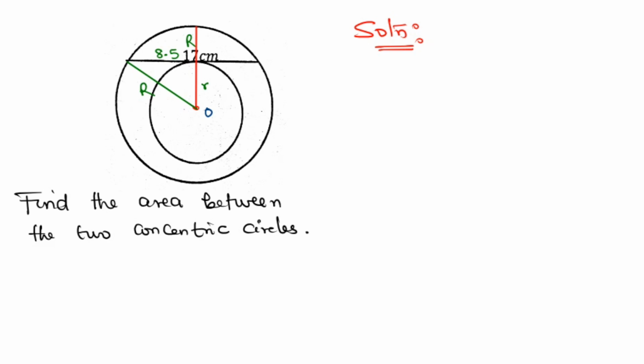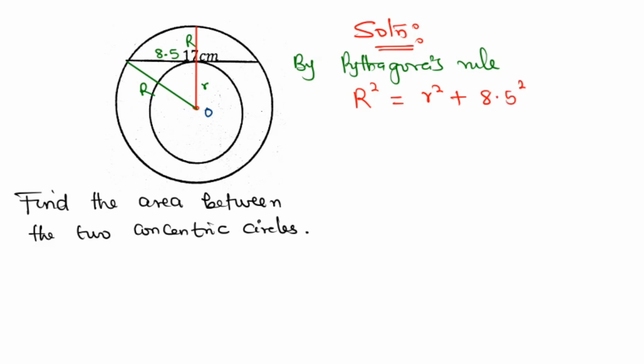So in other words, from here we can clearly see that if we consider this particular triangle, by Pythagoras' rule, our big R squared will be equal to the square of small r plus the square of 8.5. From there, if I move this to this side, we get big R squared minus small r squared is equal to 8.5 all squared.